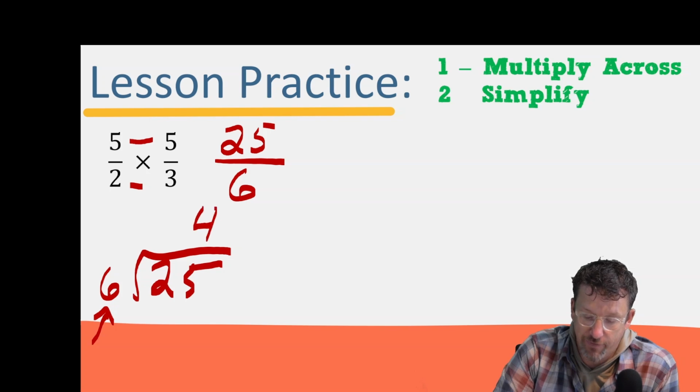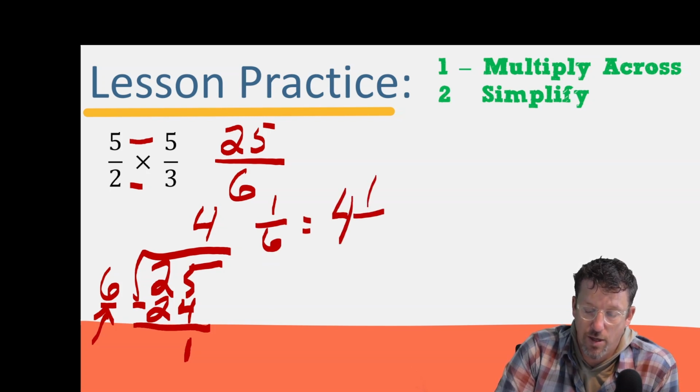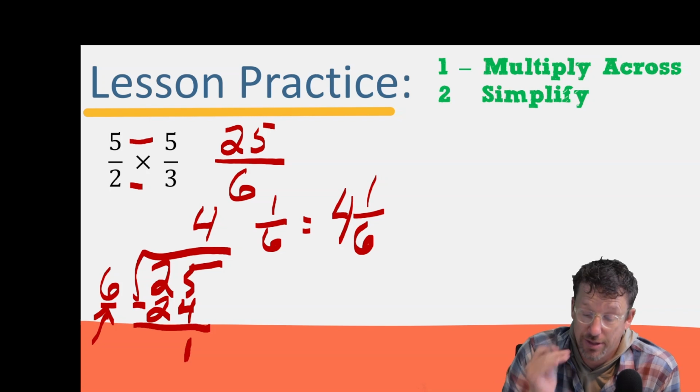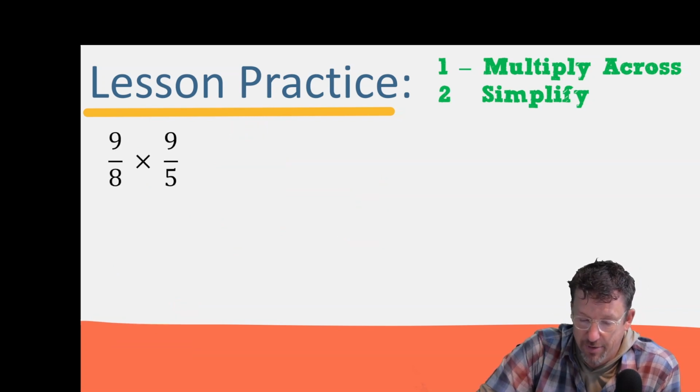Right next to it. So 4 times 6 is 24. You subtract it, you get 1 left over. That's our numerator. And our denominator is 6. So our answer is 4 and 1/6. I told you, if you know how to multiply fractions, it's basically the same thing.